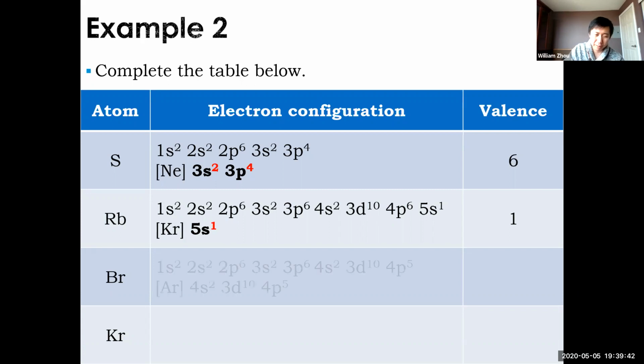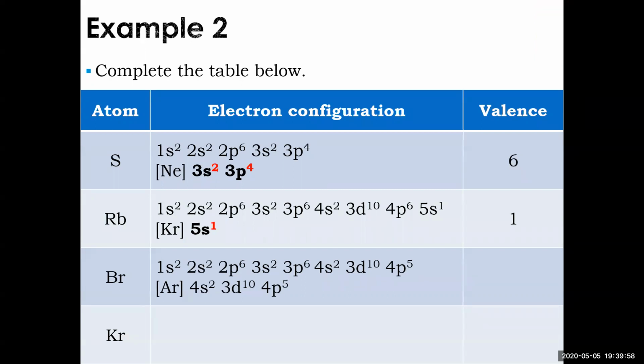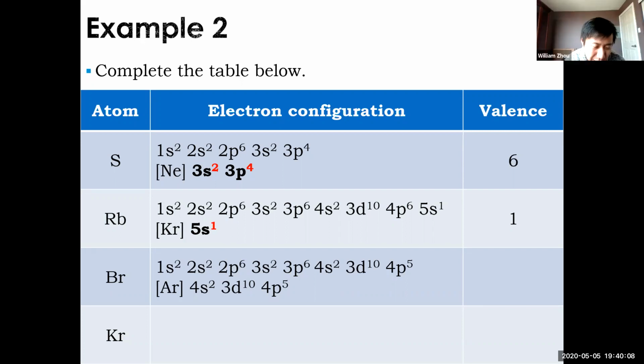What about bromine? Here is the configuration for bromine. You have argon as your noble gas, 4s2, 3d10, 4p5. So can somebody tell me how many valence electrons you think this one has? 17. Sorry? Like if you follow the rule, there's like 17. Yeah, if you count all of them, yeah, you have 17, right? 2 plus 10 plus 5, that's 17.